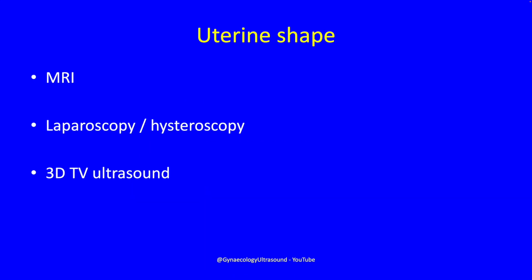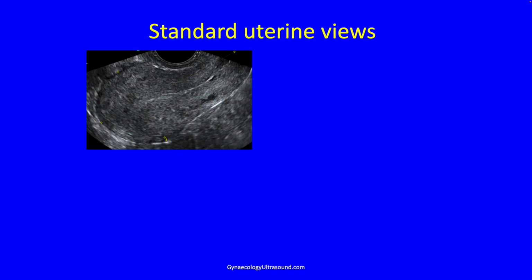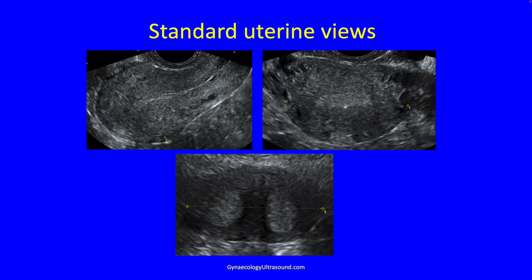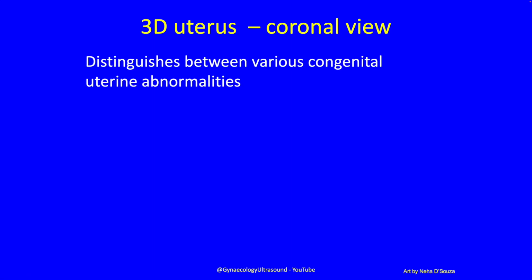Congenital uterine anomalies. You can diagnose the shape of the uterus on MRI, a combination of laparoscopy and hysteroscopy, or on 3D transvaginal ultrasound. The standard uterine views in the longitudinal plane and the transverse plane are all very well, but if you suddenly get a transverse view that looks like this, where you've got a bit of cavity here and a bit of cavity there, you don't know what this kind of abnormality is, and that's why you need 3D. In 3D you can get the coronal view, and this distinguishes between various of the abnormalities.